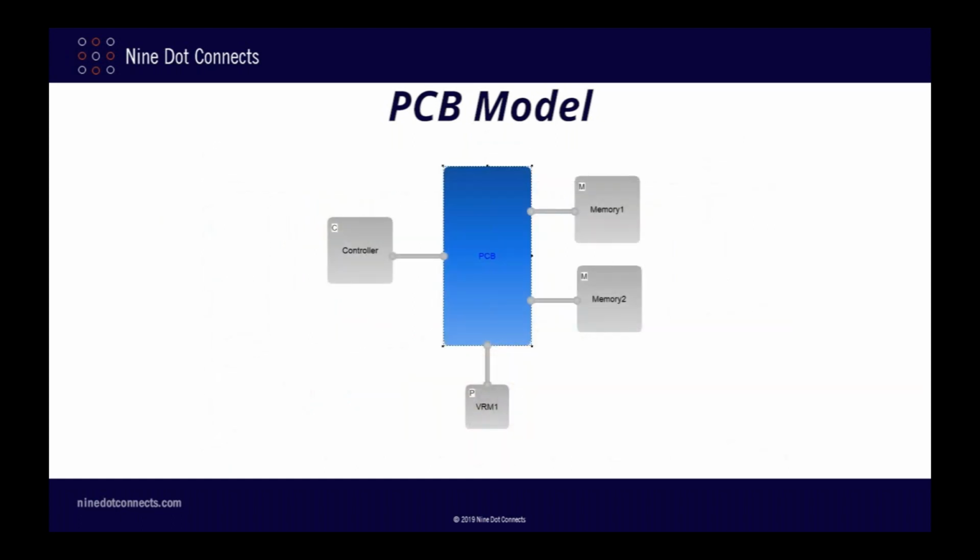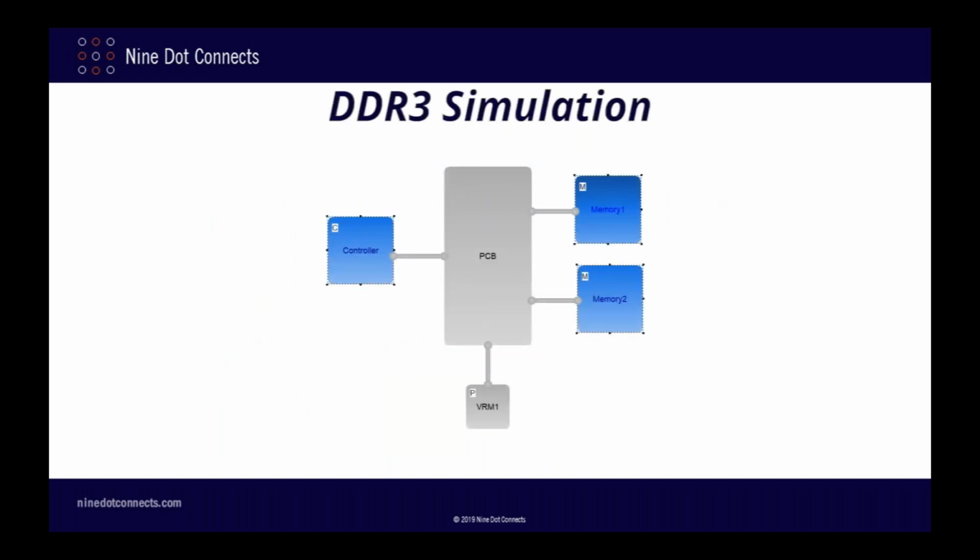I am now able to go back to System SI and import this model file into the PCB module. We can now add in the models for the active components, which in this case are the controller and the two memory modules.